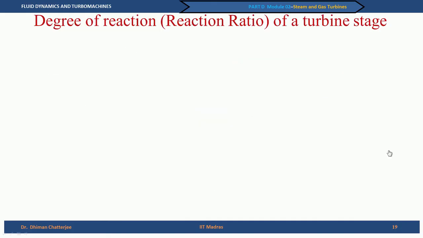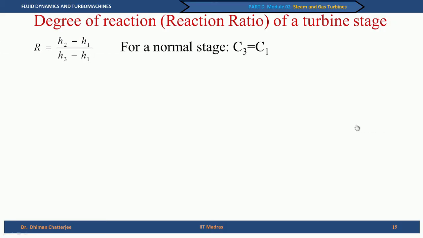So, the next thing that we have to talk about is degree of reaction, or sometimes called reaction ratio in different textbooks and literature, of a turbine stage. We know that R, the degree of reaction, is equal to H2 minus H1 divided by H3 minus H1, and for a normal stage we know that C3 equal to C1, just now we have talked about it. So, we can add in all the terms the C3 and C1 respectively.